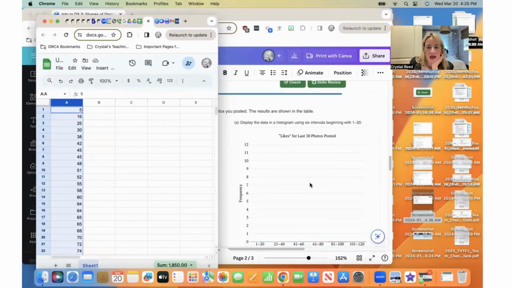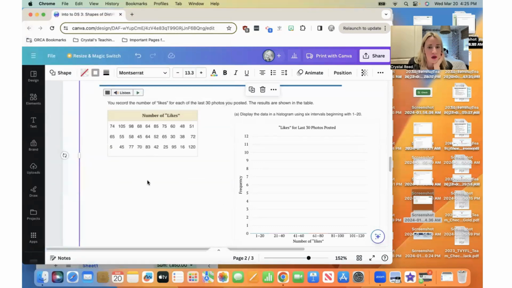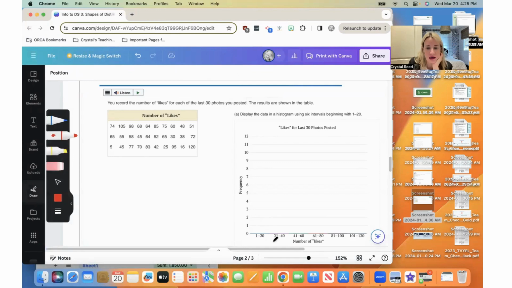So how many likes do we have? How many 1 through 20? So how many photos had 1 through 20 likes? Looks like there's only 2 photos that did. So we will go ahead and draw this. And then 1 through 20, use this pen. I am going to make a histogram box up to 2.